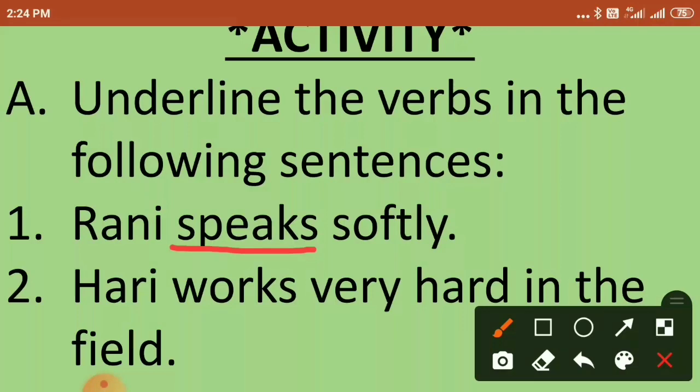Hari works very hard in the field. Now again try to find out which is the subject. Who is the doer of the action? Hari. Very good. And what action is he doing? Works. Very good. So works is the verb in this sentence. So we have underlined works here.